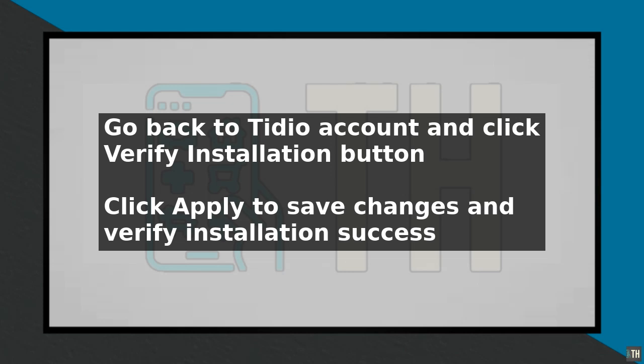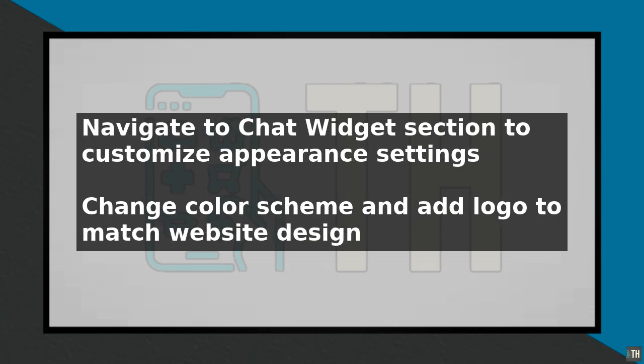You can then customize the appearance and settings of your live chat widget to match your website's design and branding. To do this, navigate to the Chat Widget section in your Tidio account and select the Design tab. From here, you can change the color scheme, add a logo, and modify the chat window's appearance. You can also set up automated messages, add chat operators, and configure the chat widget's behavior in the Settings section.